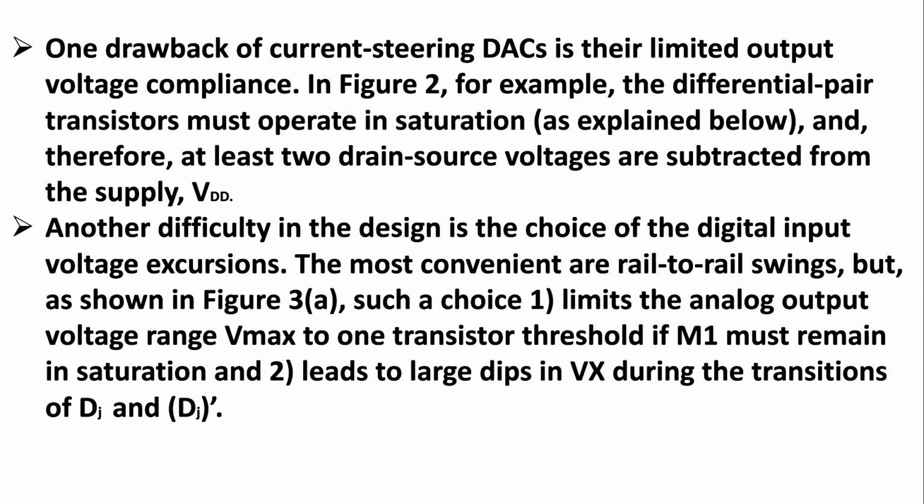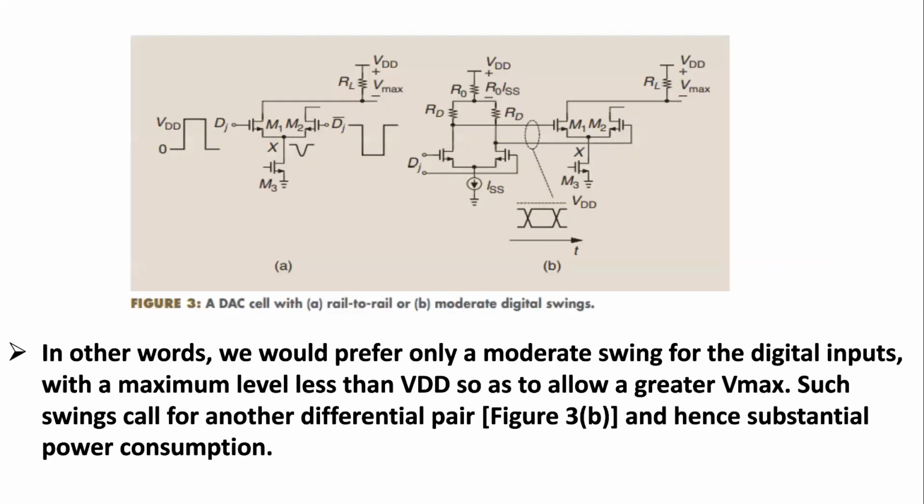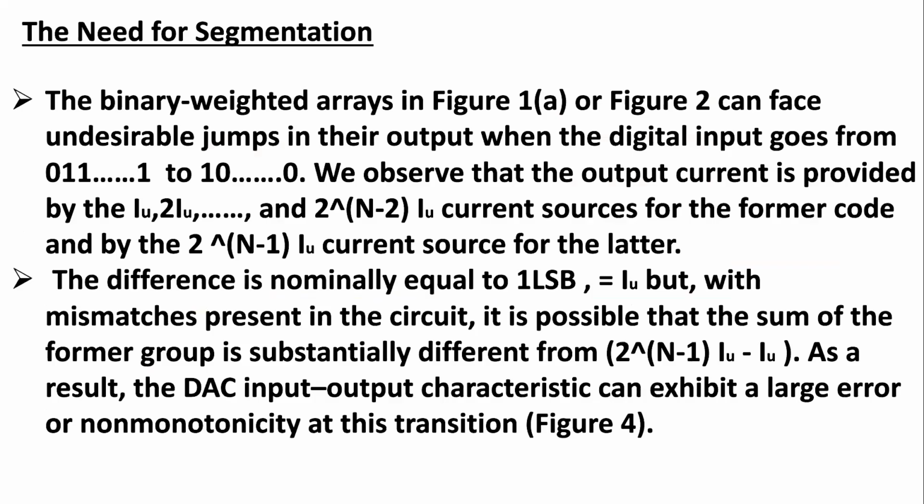The most convenient are rail-to-rail swings, but as shown in figure 3, such a choice limits the analog output voltage range Vmax to one transistor threshold if M1 must remain in saturation, and leads to large dips in Vx during the transitions of Dj and Dj bar. In other words, we may prefer only a moderate swing for the digital inputs, with a maximum level less than VDD, so as to allow a greater Vmax. Such swings call for another differential pair and then substantial power consumption.